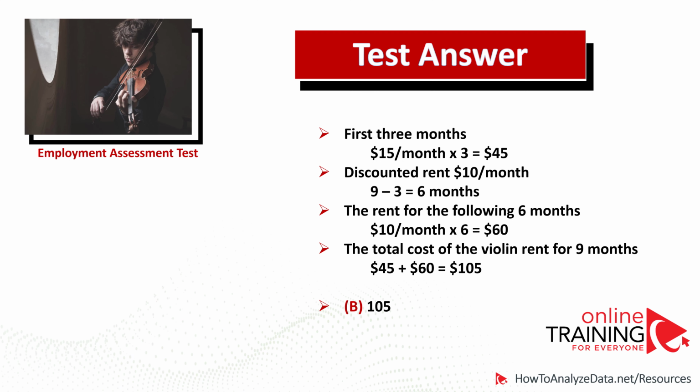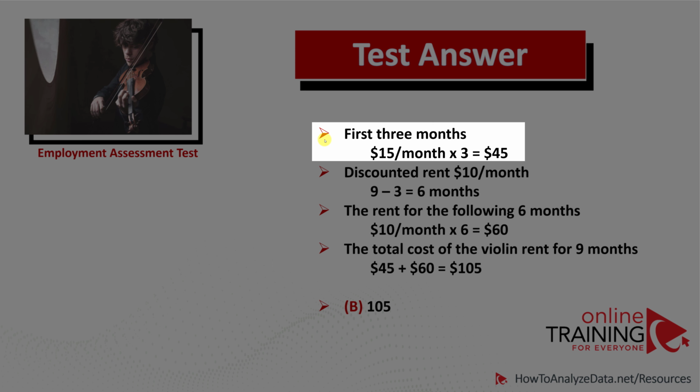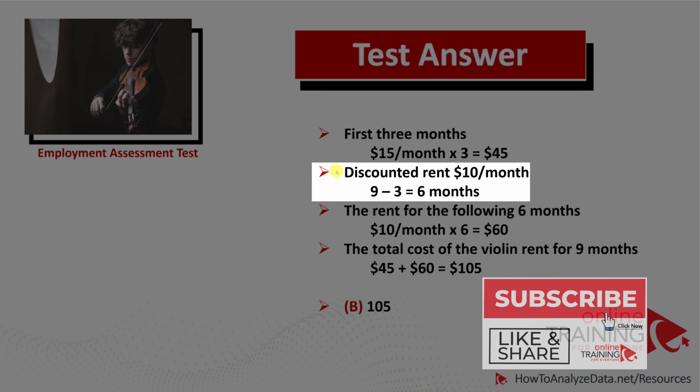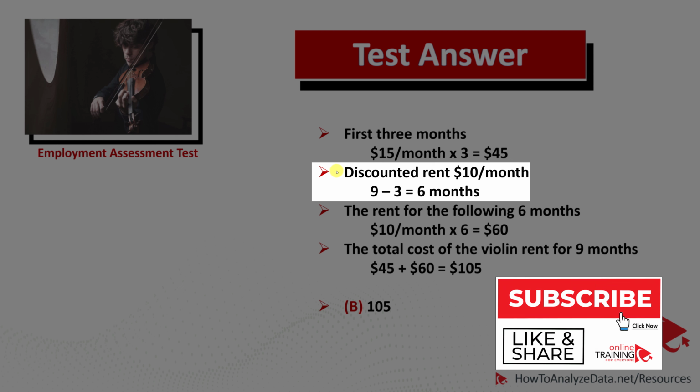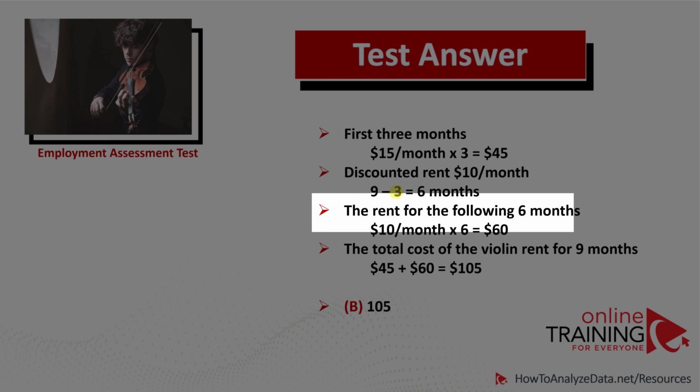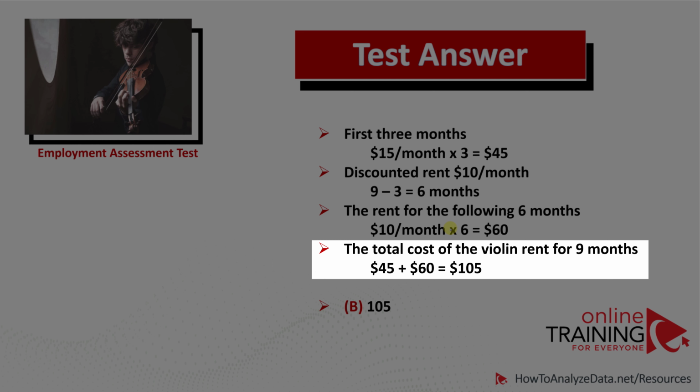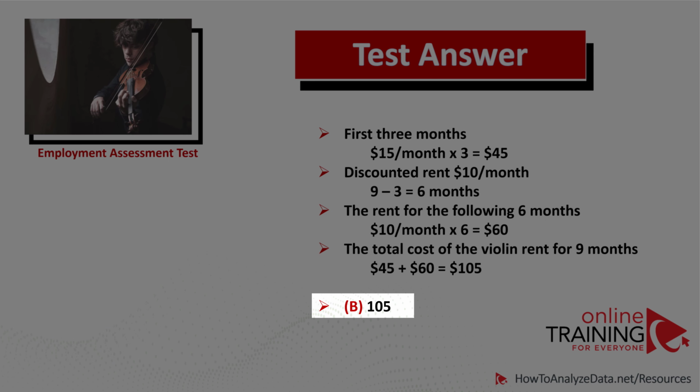To calculate correct values, we need to do 2 separate calculations. First, we need to calculate the value for the first 3 months, which would be the rent of $15 per month multiplied by 3. The value would be 45. This is the total the student will pay for the first 3 months. After the first 3 months, the student will have a discounted rent, $10 a month. So the value for the next 6 months would be $10 per month multiplied by 6, which would be equivalent to 60. So the total cost of renting the violin for 9 months would be 45 plus 60, which would be $105. So the correct choice here is choice B. Hopefully you've nailed this question.